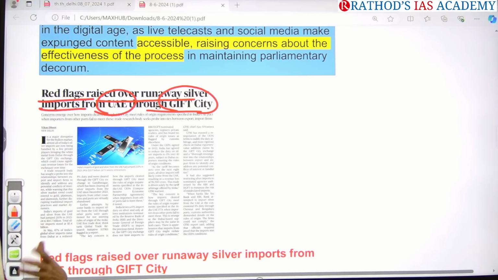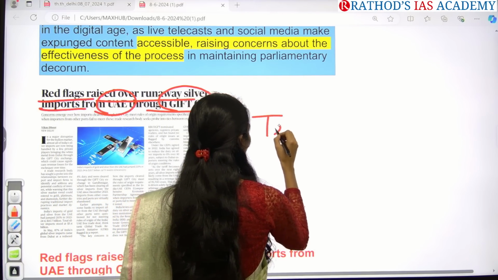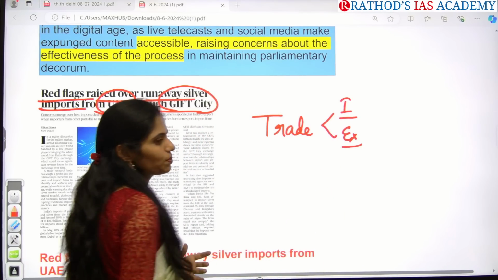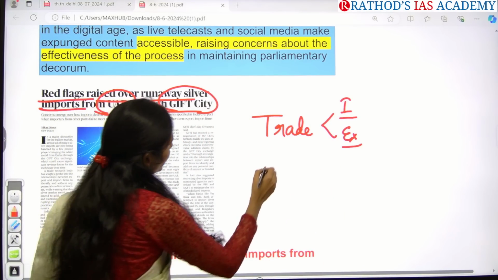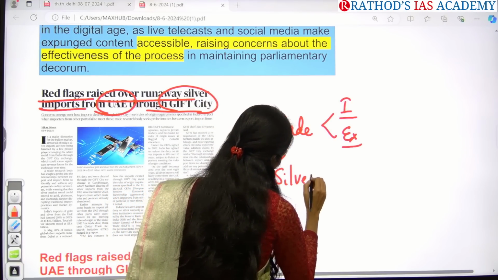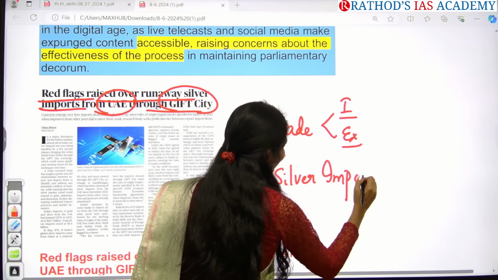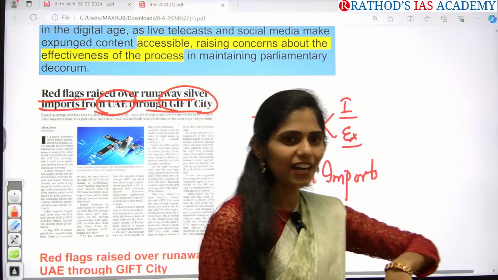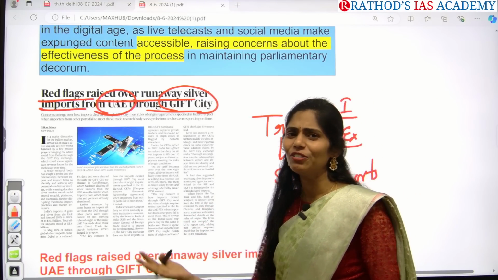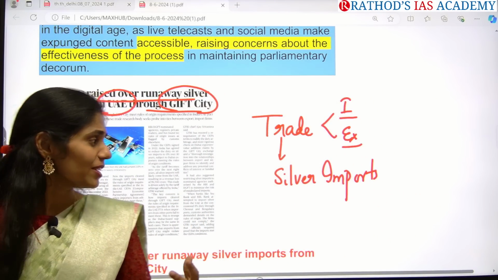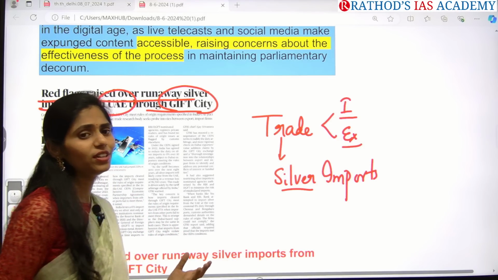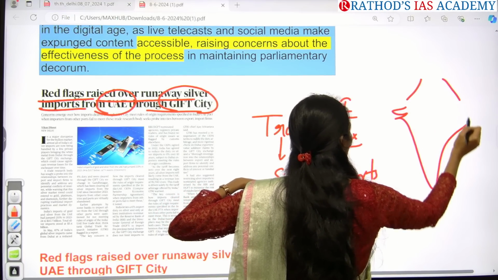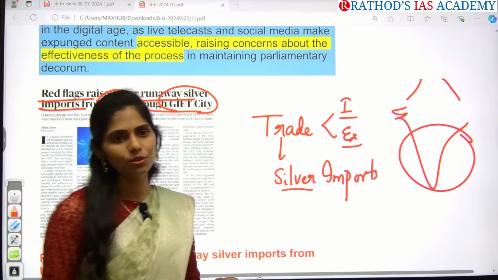So actually the problem here is whenever we are doing trade, in trade we have imports as well as exports. So actually this article is talking about silver imports. In India, we have a very huge demand for gold, especially in the southern part. Especially women are very much interested in gold as well as wearing silver. If you compare the northern part and southern part, in the southern part people opt for more silver as well as gold.